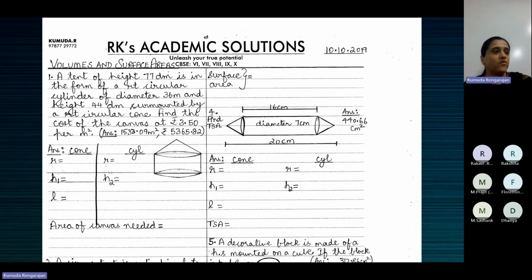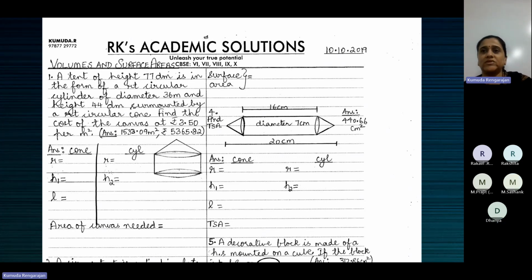The height of the cylinder is 44. But what's the height of the tent? 77. So 77 minus 44, 33, is the conical height. The height of the tent is the height of the cone plus the height of the cylinder, so 77 minus the cylindrical height 44 will give you the conical height. So H1 is 33, and H2 is 44. Very good.